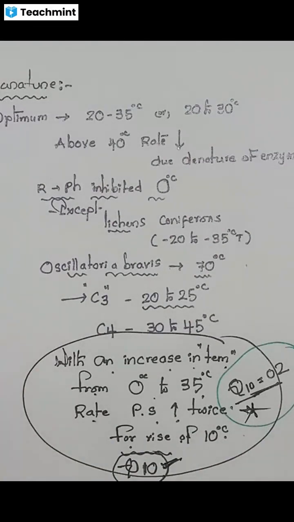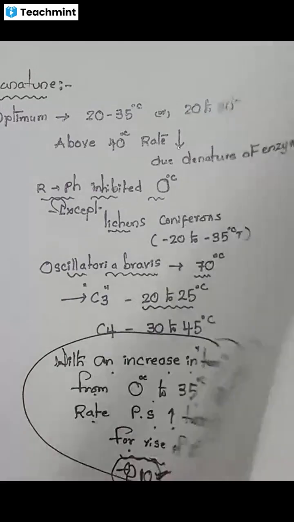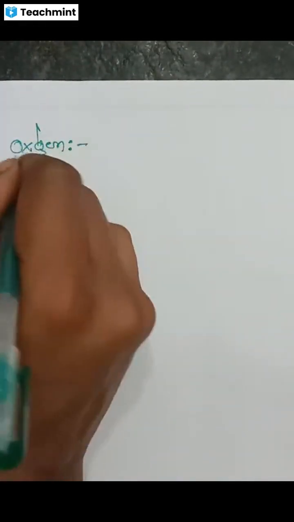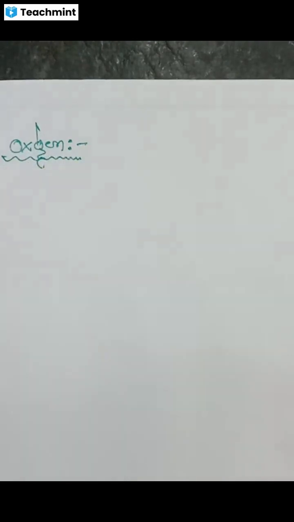So Q10 value is the most important one. So clear. This is the information about the factor temperature. And the next factor is oxygen.